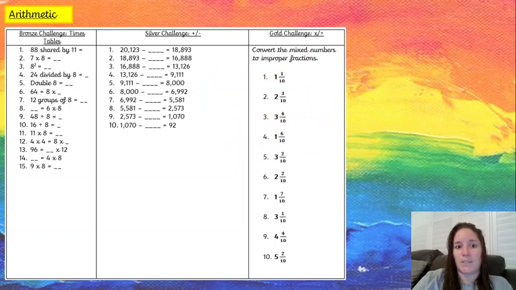So today's arithmetic, you've got 8 times tables for your bronze, subtraction for your silver, and for your gold challenge, you need to convert the mixed numbers to improper fractions. If you remember how to do those, we've got a whole number here, you times the whole number with the denominator, add on the numerator. And then that will be your numerator and your denominator stays the same. So good luck with that. Try your best and come back when you're ready for the answers.